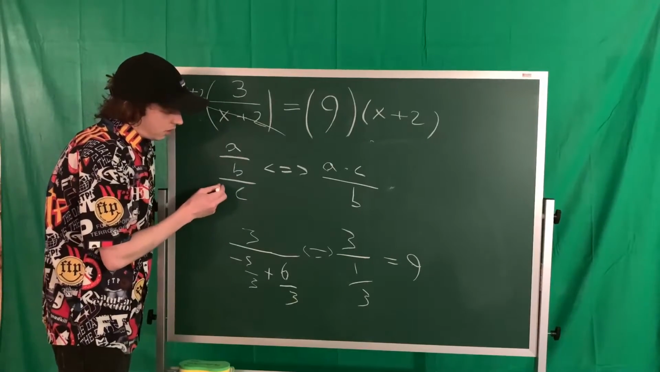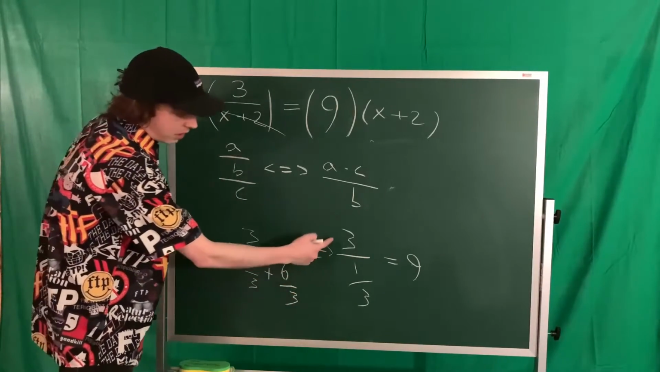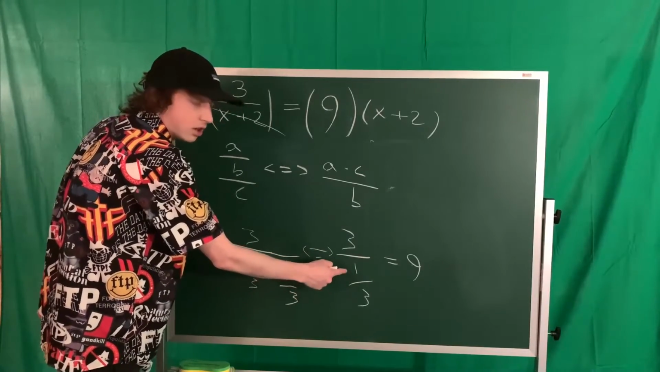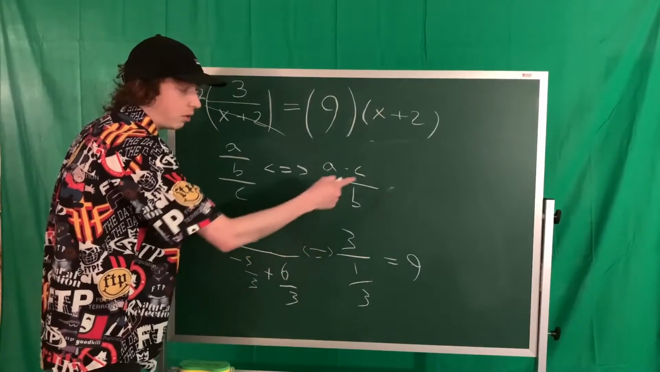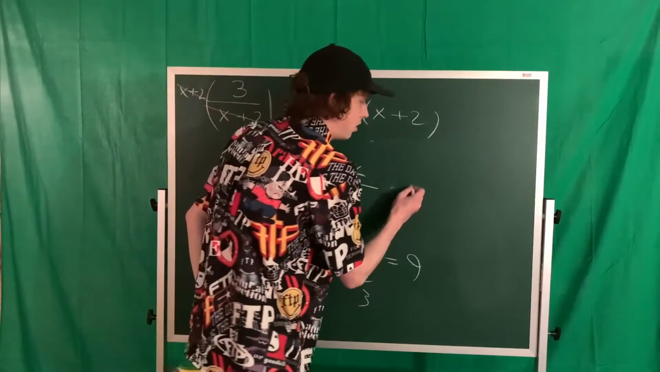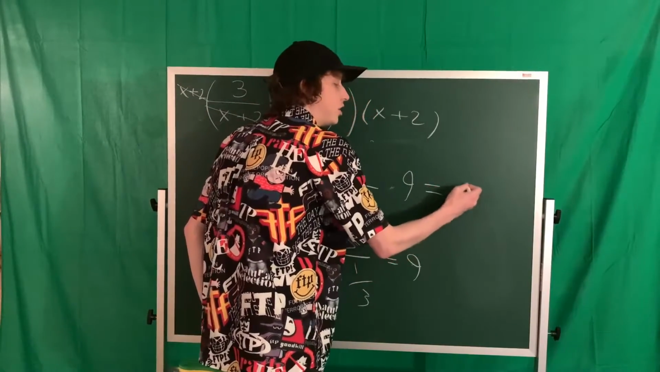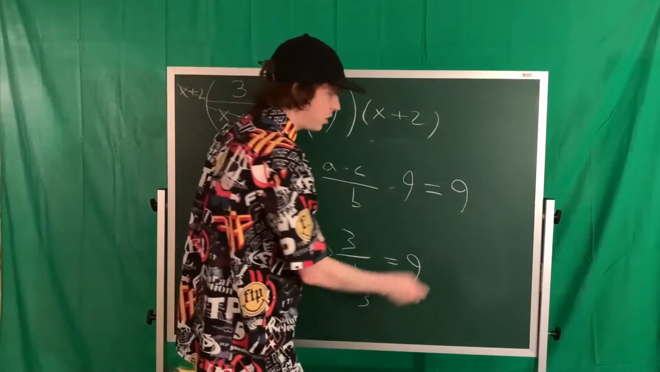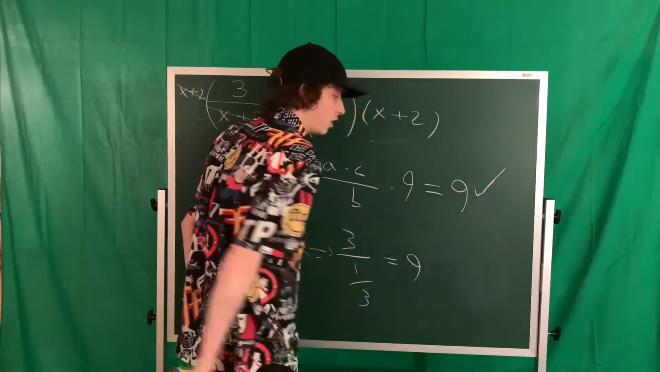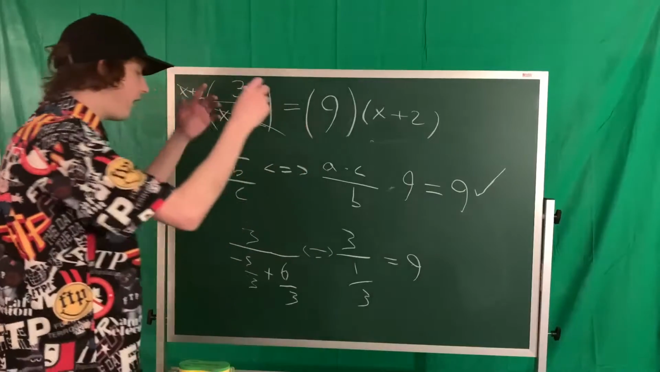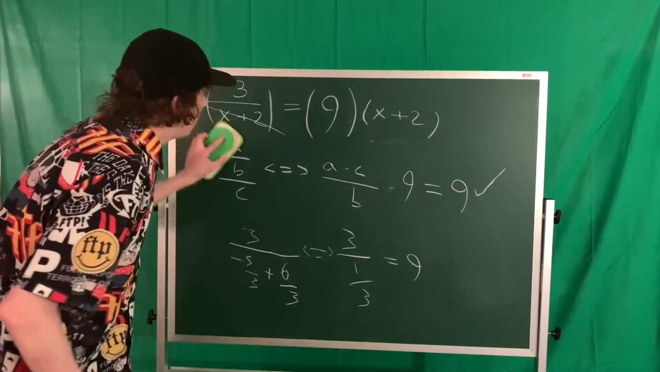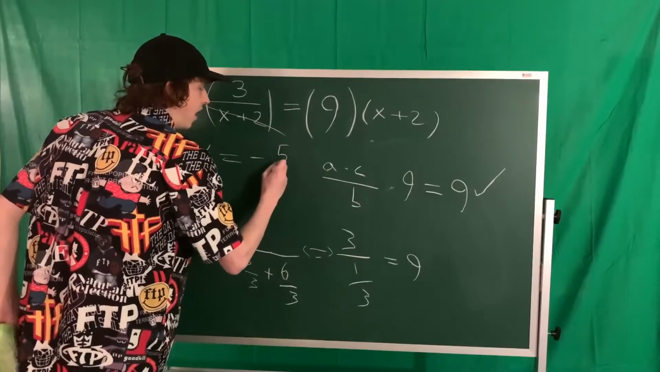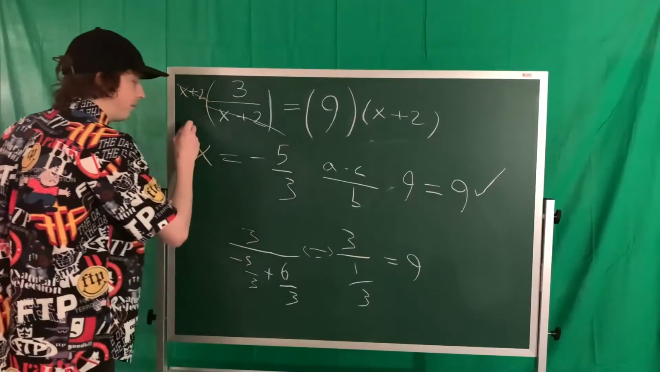So, yeah. So what do we have here? We have A, B, C. So we have 3 times 3 divided by 1. So therefore, it would be 9 is equal to 9. And I would say that that is true. 9 is equal to 9. So therefore, our answer is, in fact, x is equal to -5/3.